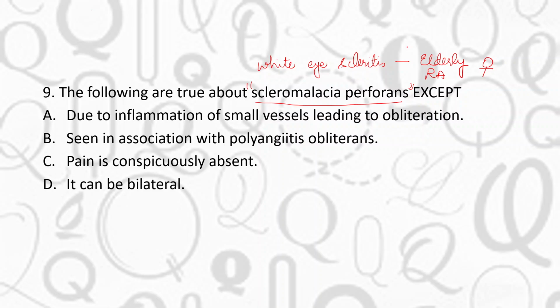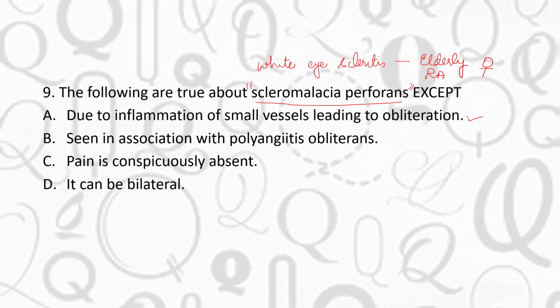They just develop scleral thinning, and the dead sclera becomes like a sequestrum, like a bone. It becomes dead and white and gets separated from the rest of the sclera, eventually leading to perforation. So this entity is known as scleromalacia perforans. So let's look at the options. It happens due to inflammation of the small vessels leading to obliteration.